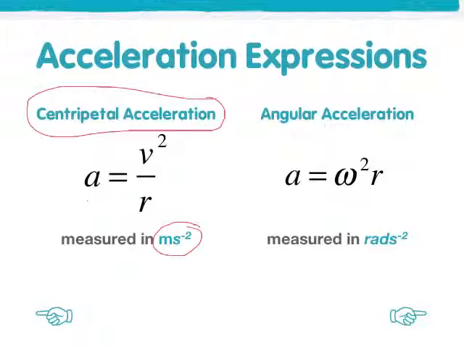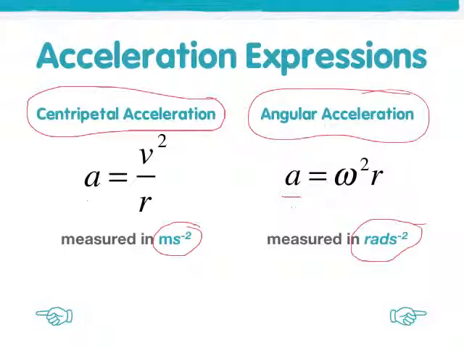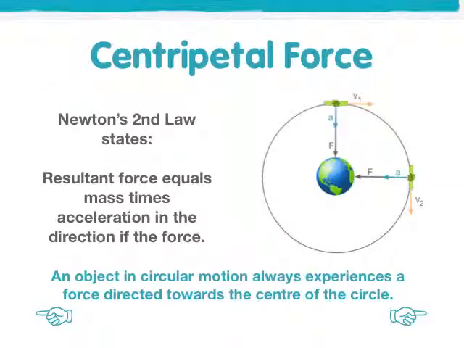We also need to think about the angular motion, or in this case, angular acceleration. You have angular displacement, you have angular velocity or speed, and you also have the angular acceleration. And this is measured in radians per second squared. And the relationship is acceleration equals omega squared r. Now our formulas don't end there.